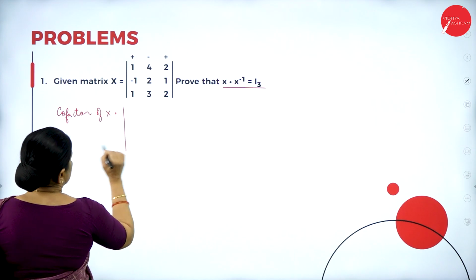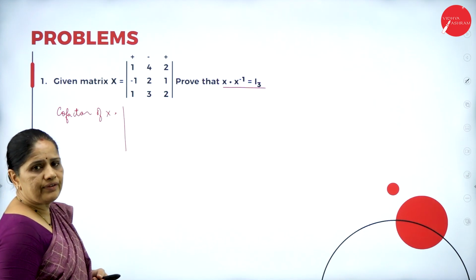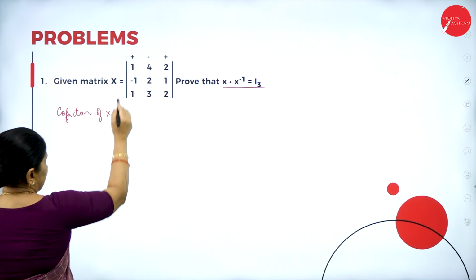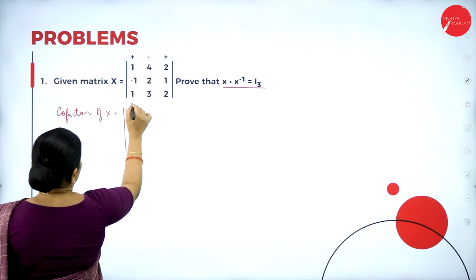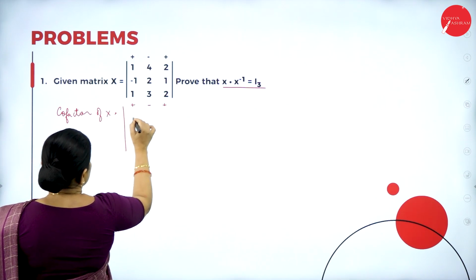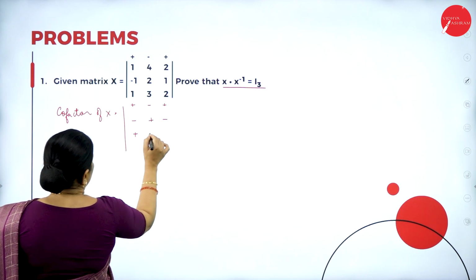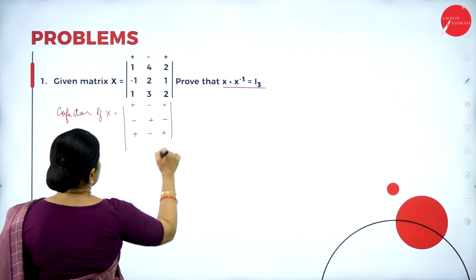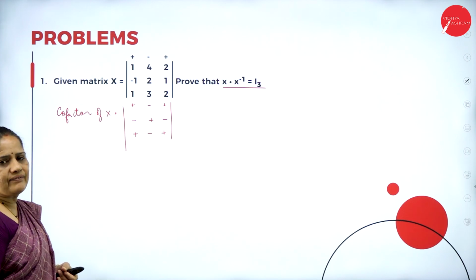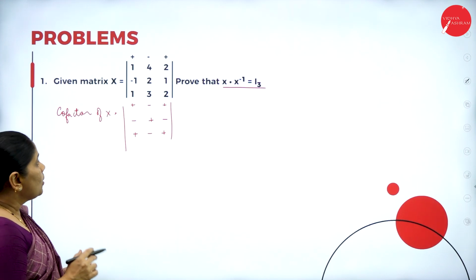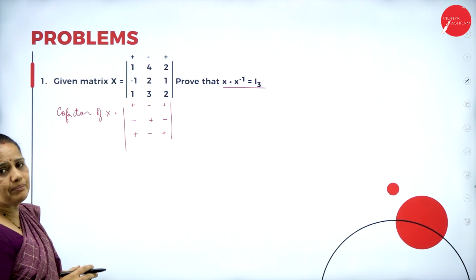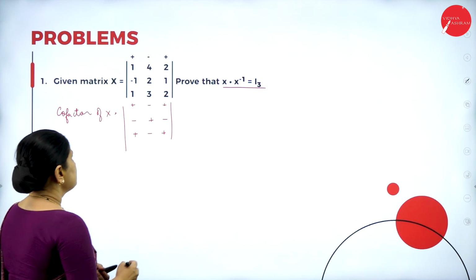Cofactor of X. When we are given the signs, it will be plus, minus, plus, then minus, plus, minus, again plus, minus, plus. So we already have the signs of the numbers. The only thing is we have to multiply the numbers and write the cofactors here.